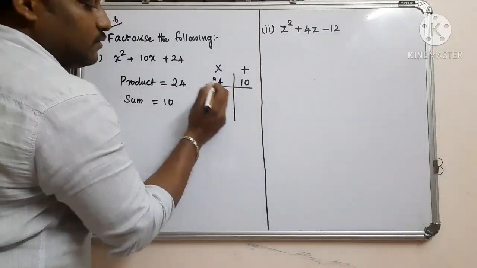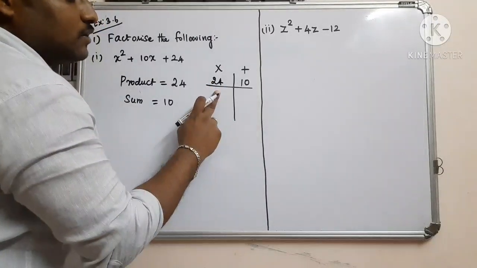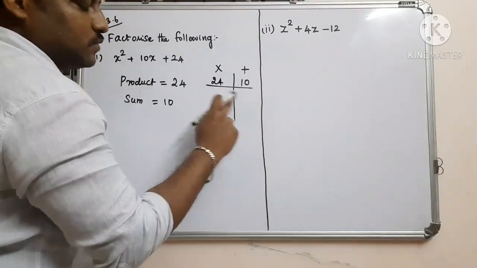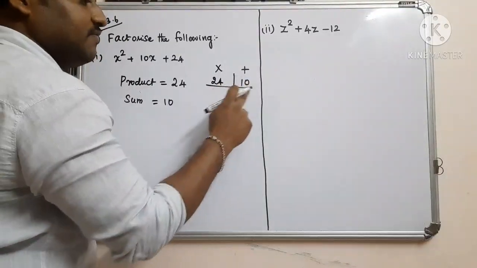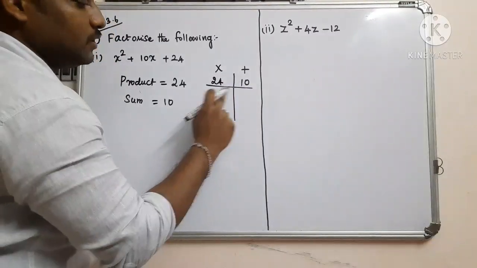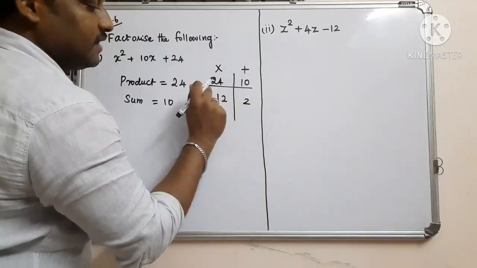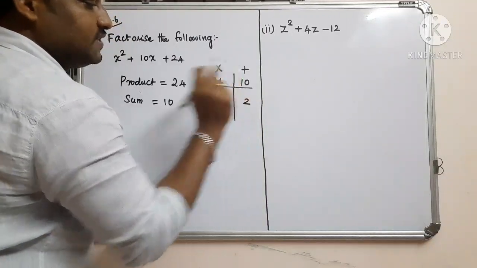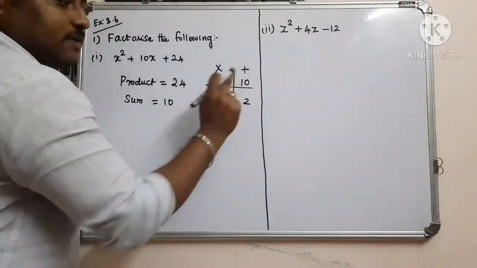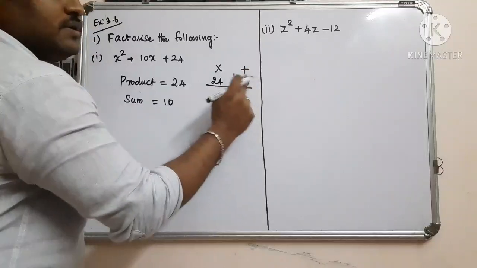First of all, we have to find the multiplication. 1 into 24 is 24. So 1 plus 24 is 25. But we have to get the value 10. So the next number, 12 into 2, is 24. 12 plus 2 is just 14. But here we have to get the value 10.